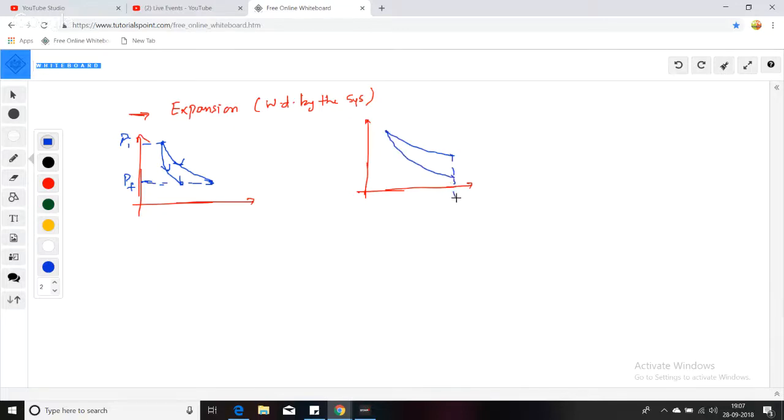In the other one, the final volume is the same. This is Vf, this is Vi, and this is the pressure axis and the volume axis. Can you draw the isothermal and adiabatic graphs together in the same plot? Yes, that is what we are doing here.